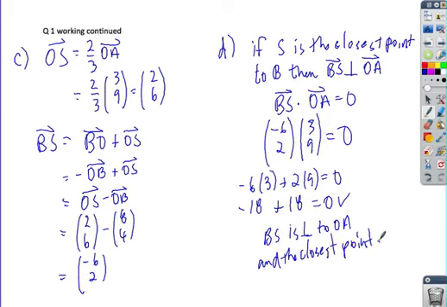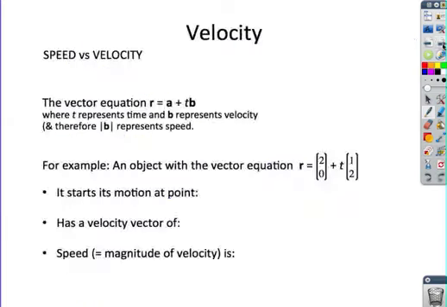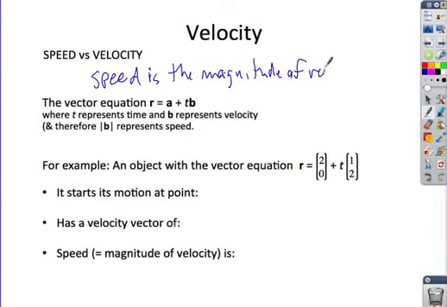Okay? All right, moving on. The relationship between speed and velocity in vectors. The note here is that speed is the magnitude of velocity. So again, if a vector equation is representing the velocity of an object, you need to find the magnitude of the b vector. Again, the b part is the vector. You need to find its magnitude.